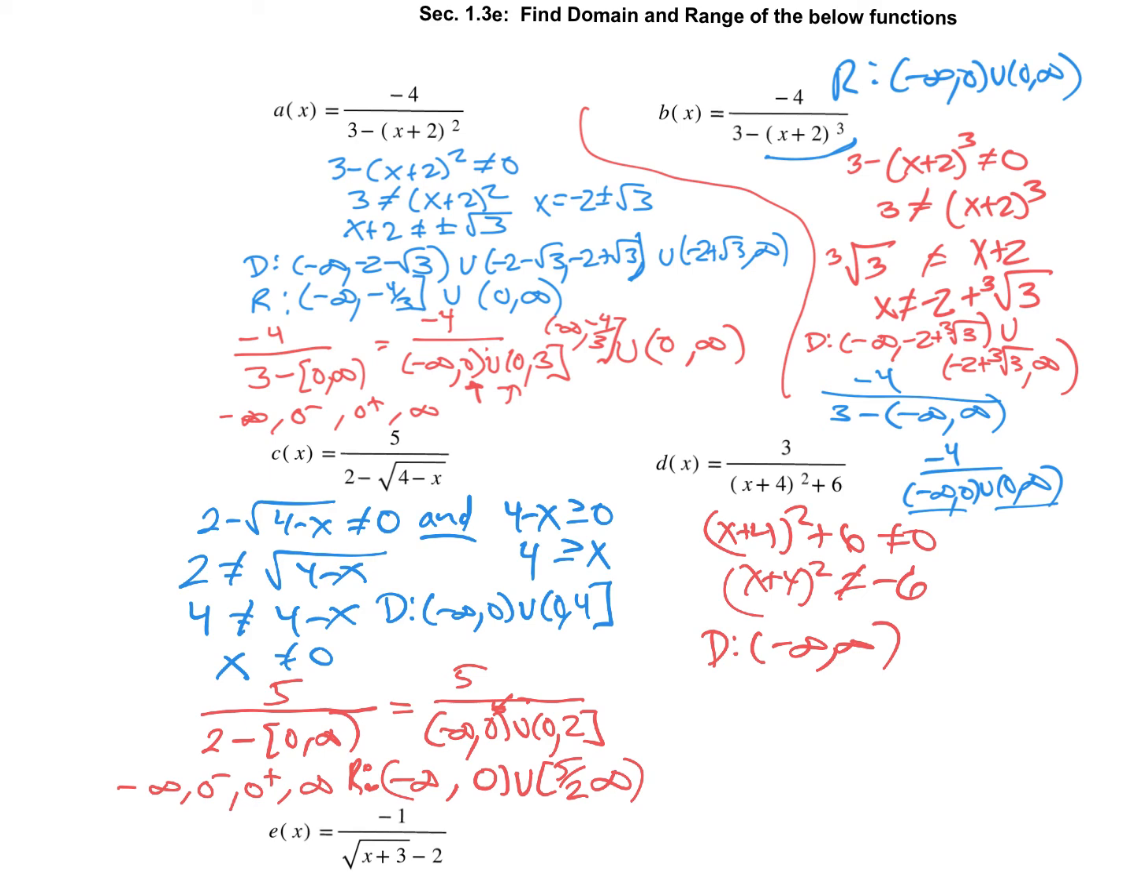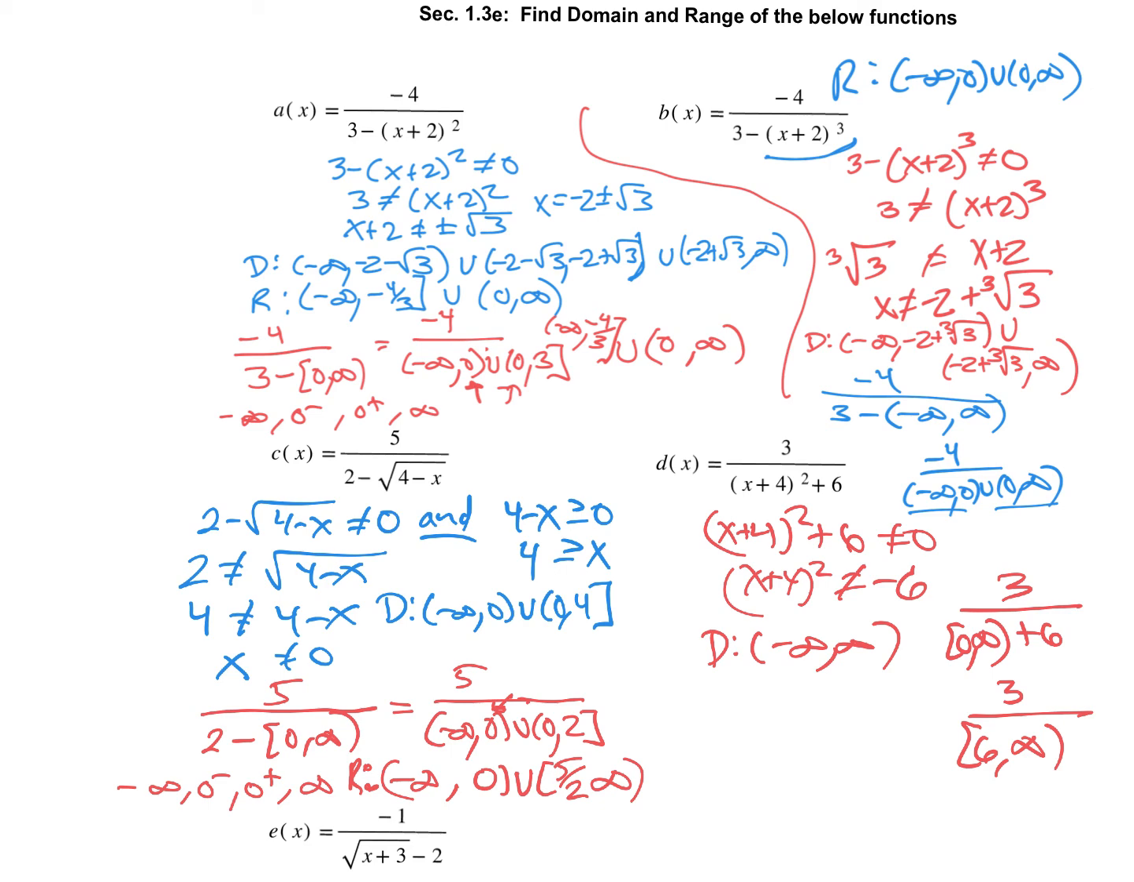All right, the range, however, I've got 3. The squared piece, like we said before, ranges from 0 to infinity, and then I've got plus 6. So in the denominator, I'm going to have it ranging from 6 to infinity. Okay, so clearly coming out of this is only going to be positives.